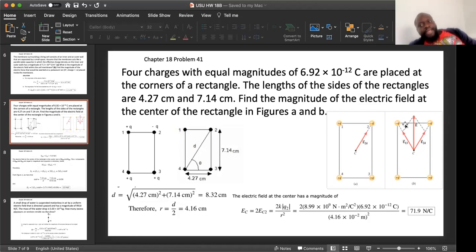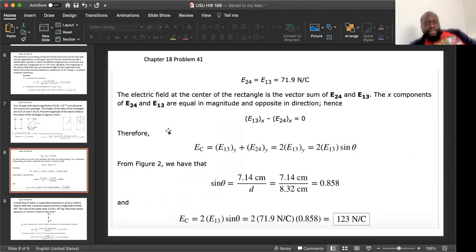I just need to get the Y component. The X components are going to cancel out when they go in opposite directions because they are the same magnitude. So the X component this way will cancel. I only need the Y component. So let me go to the next slide. So they are the same magnitude. So the X components cancel out.